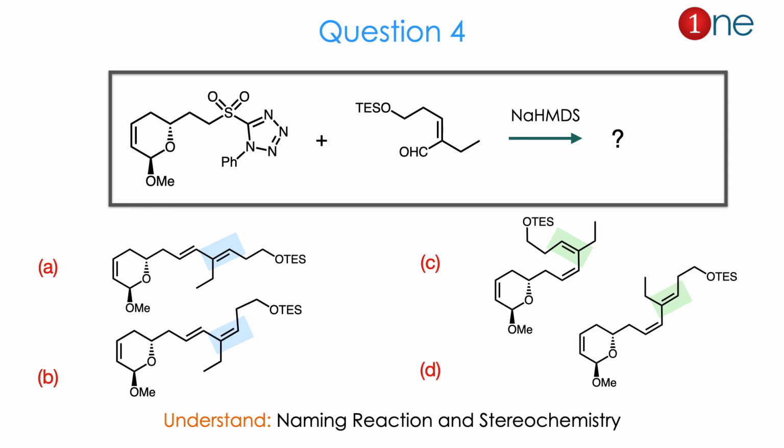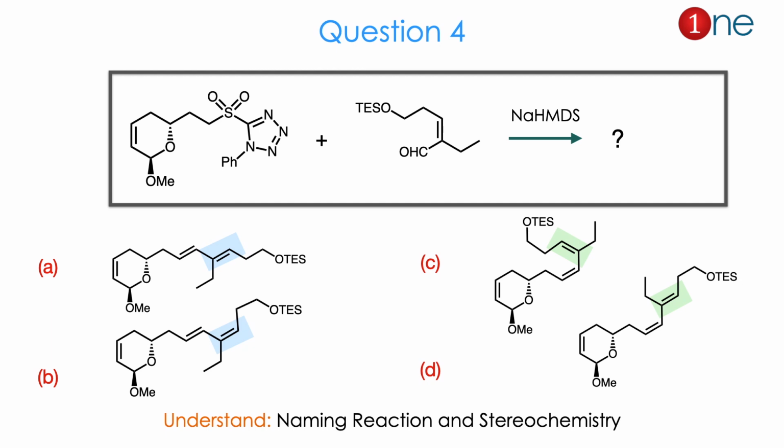Then the question number 4. The starting material is a 6-membered ring with hydrogen, alkene and O-methyl also in the chain. Then the long side chain is there with sulfone and hetero nitrogen groups also there. Here they ask you to find the product, and another reagent is a long chain alkene with TES-O and CHO.